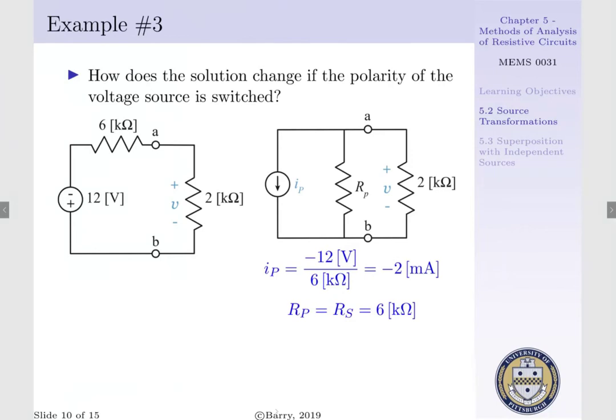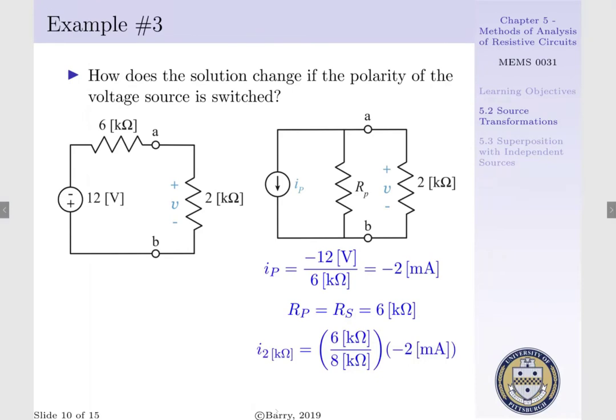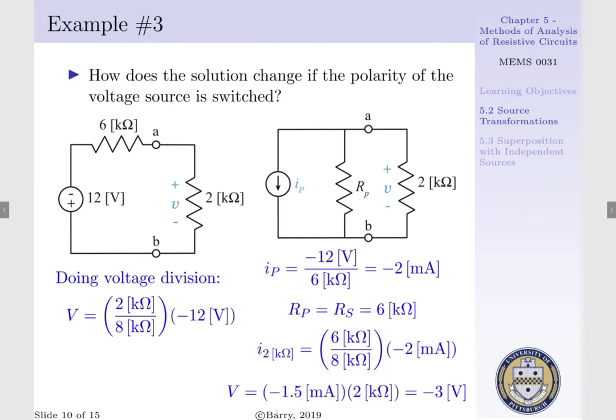Now R sub P is equal to R sub S, which is our Thevenin resistance, which is 6 kilo ohms. And our current running through our 2 kilo ohm resistor is found via current division, 6 per 8 times our source current, minus 2, giving us minus 1.5 milliamps. And if we multiply this by our 2 kilo ohm resistance, we'd have our voltage potential equal to minus 3 volts.